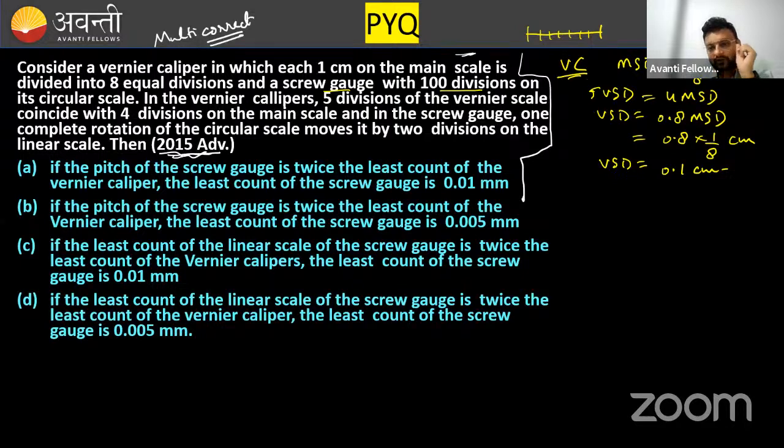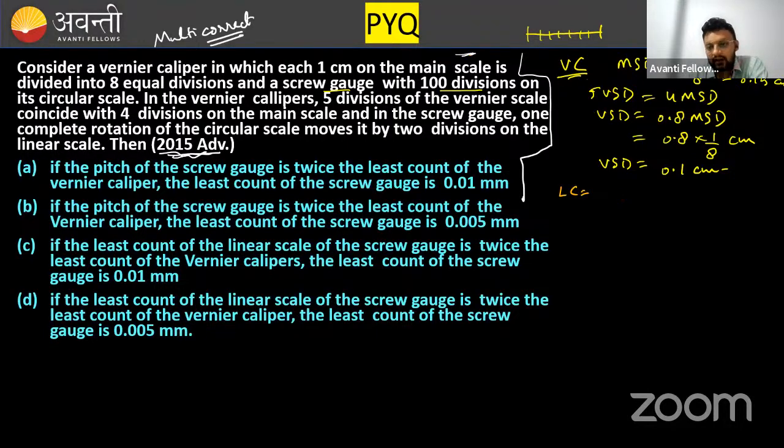One more thing. I know the VSD, I know the MSD. Is it normal or abnormal? So the least count will be... Oh, it was not told whether it is normal or abnormal. Okay, two answers, Pavni and Hariom. This is normal.